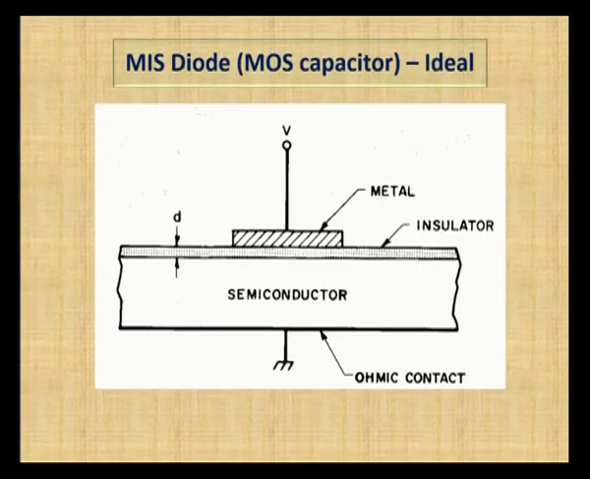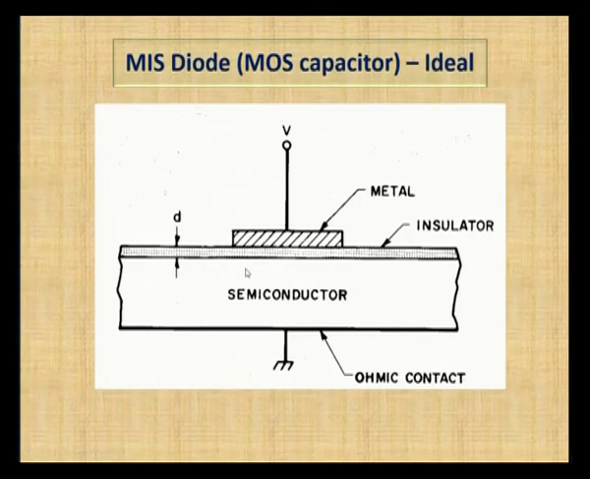Next, we move on to another type of diode, that is MIS. MIS means metal insulator semiconductor. A metal insulator semiconductor diode forms when an insulator is sandwiched between metal and semiconductor. The structure of an MIS diode looks like this: the metal on top, the insulator next to it, and the semiconductor, which may be N or P type.